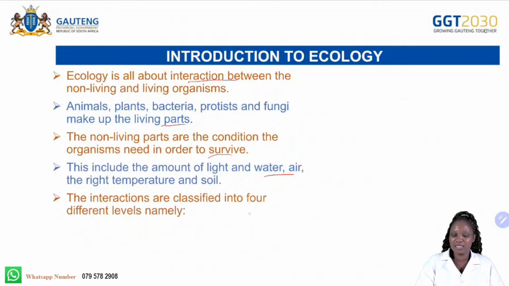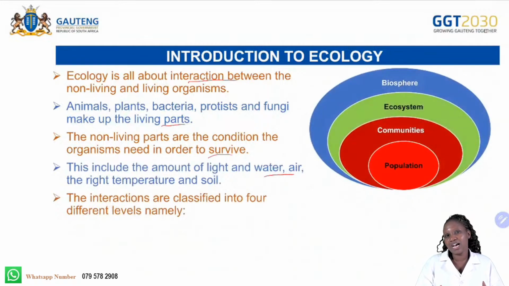And then the interactions are classified into 4 different levels. We've got the population, community, ecosystem, and the biosphere. All right, when we're looking at population, we're looking at a group of the same species of animals living in an area. For example, we've got the elephants, the cows, all right? Those are different populations, okay?